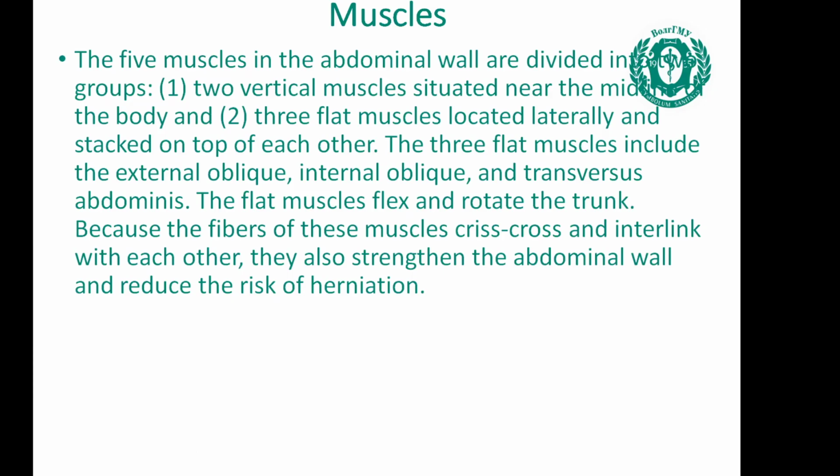The 5 muscles in the abdominal wall are divided into groups. The first group includes 2 vertical muscles situated near the midline of the body, and the second group includes 3 flat muscles located laterally and stacked on top of each other. The 3 flat muscles include the external oblique, internal oblique, and transversus abdominis. The flat muscles flex and rotate the trunk. Because the fibers of these muscles crisscross and interlink with each other, they also strengthen the abdominal wall and reduce the risk of herniation.